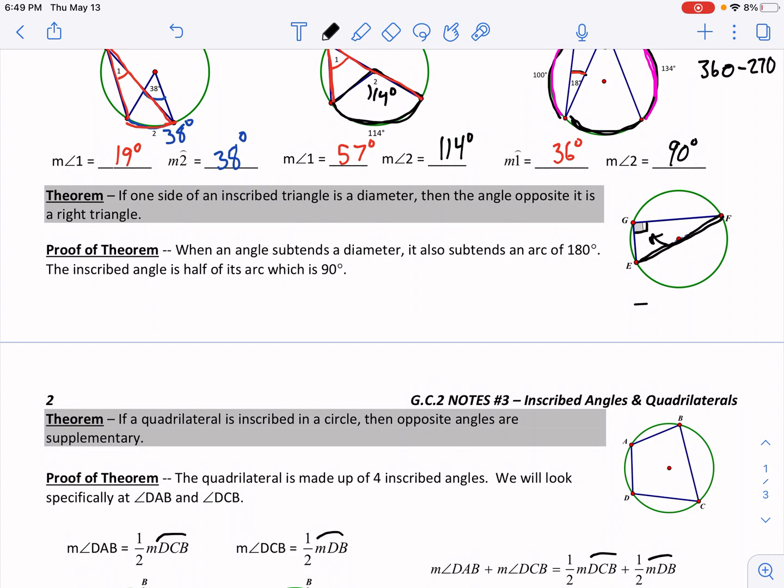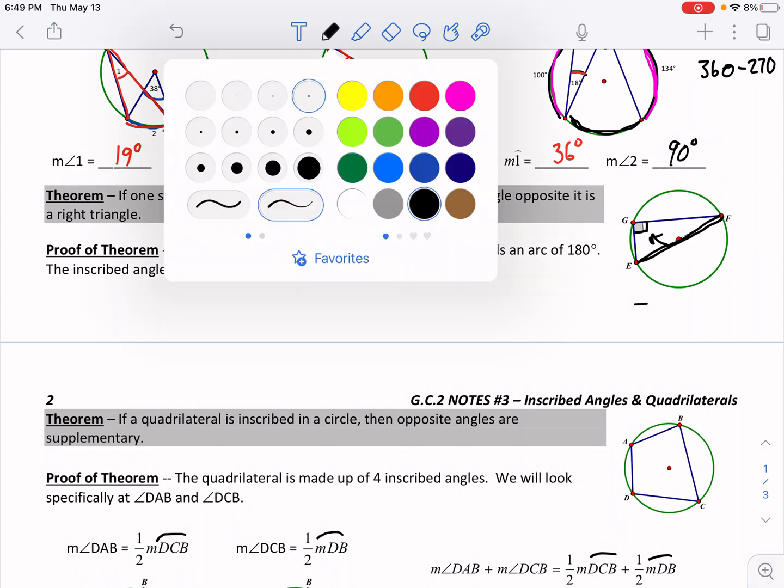Okay, so we would have a 90-degree angle. Now, when an angle subtends a diameter, it also subtends an arc of 180 degrees. The inscribed angle is half of its arc, which is 90 degrees. Okay, so this is the proof behind it.